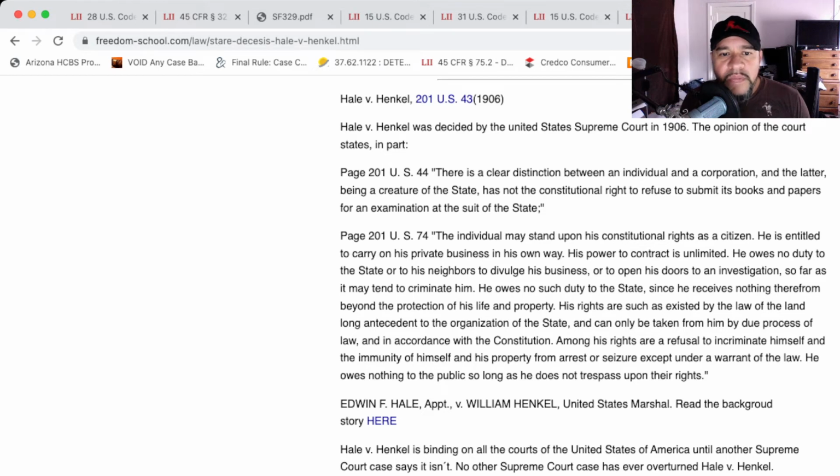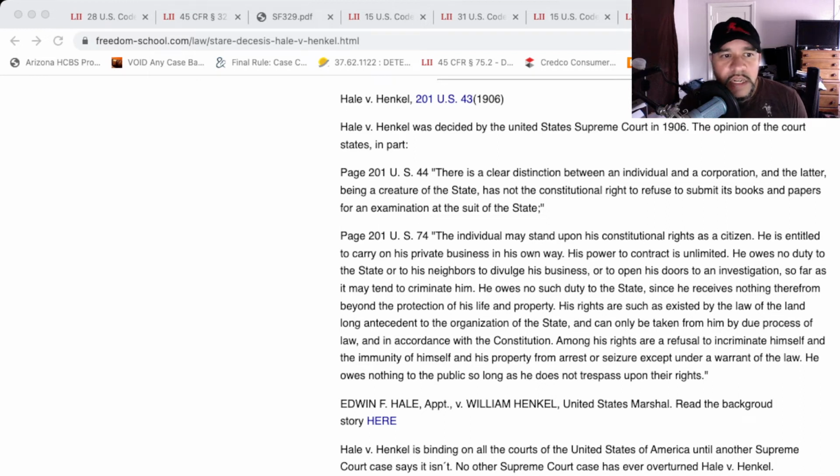All right, and this is one of my favorites here. Because when you make a contract with your employer, right, under Article 1, Section 10, the contract clause, this is one of my favorites, actually, Hale versus Henkel, 201 U.S. 43, was decided in Supreme Court. There is a clear distinction between an individual and a corporation, and the latter, being a creature of the state, has not the constitutional right to refuse to submit its books and papers for examination of the suit of the case. The individual may stand upon his constitutional rights as a citizen.